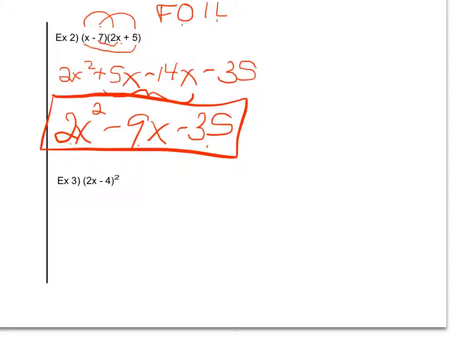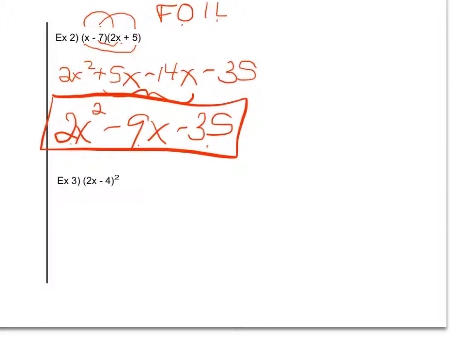Example 3, one thing I want to point out is that we cannot distribute exponents. I'm going to say that again because it's really important. I cannot distribute that exponent. Instead, I'm going to take the meaning of an exponent and say exponents means multiply whatever's being raised to that exponent by itself that many times.